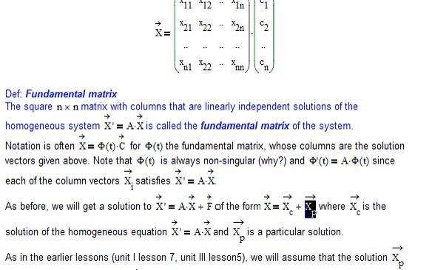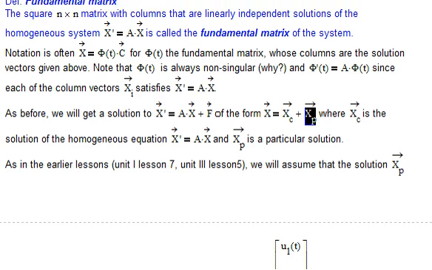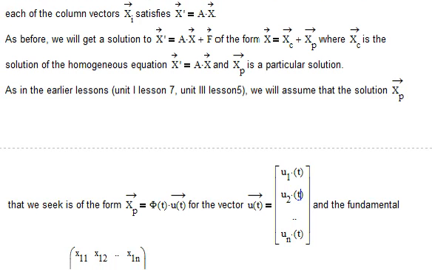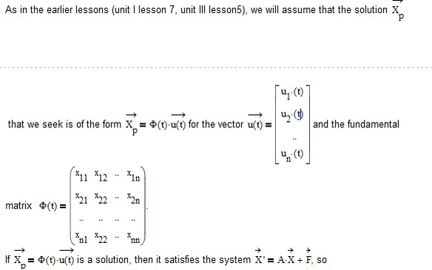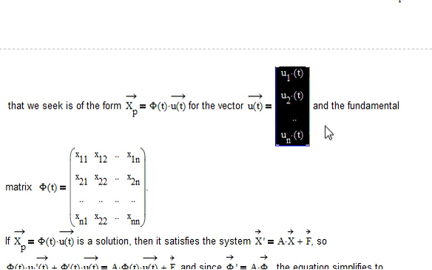As in earlier lessons, Unit 1, Lesson 7 and Unit 3, Lesson 5, we will assume that the solution xp that we seek is of the form phi of t times some vector u of t, but it's not a vector of constants. It's some vector of functions, u1 of t, u2 of t, and so on, and then the fundamental matrix, phi. So fundamental matrix times a vector of non-constant functions.